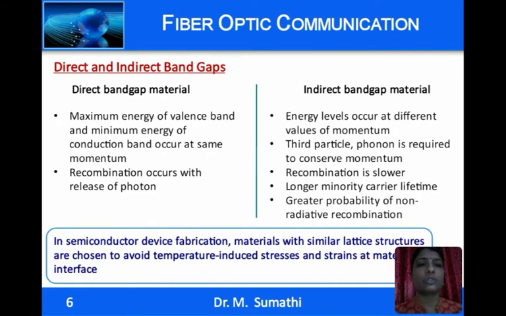So, for choosing a material as an optical source, direct bandgap materials should be chosen. Only then will they emit photons. And also for semiconductor device fabrication, materials with similar lattice structure have to be chosen, so that the strain and stress induced due to temperature variations is minimum. This will result in higher efficiency and longer lifetime of the optical source.